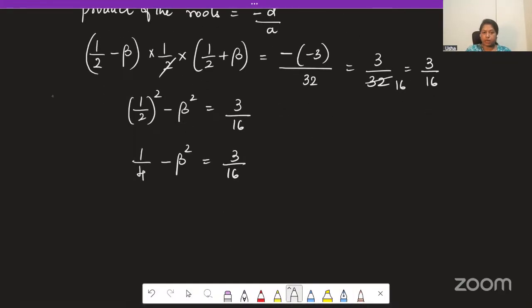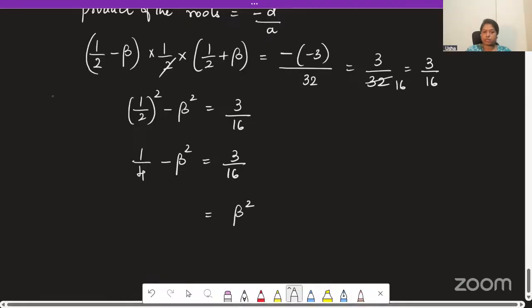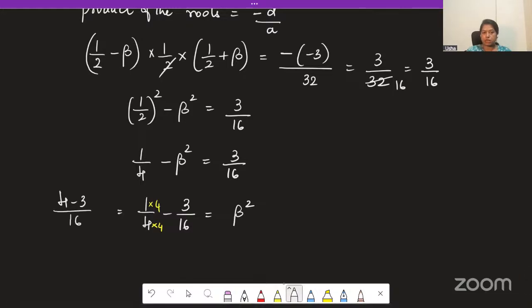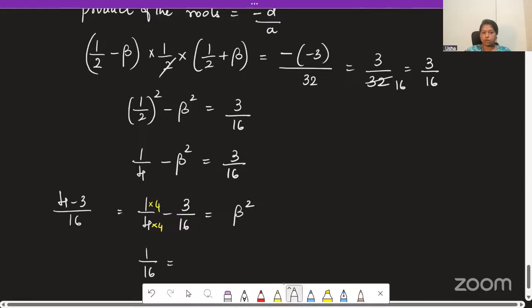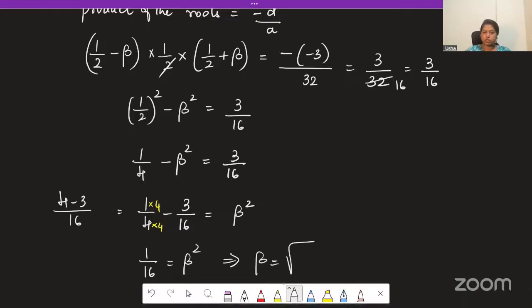Minus beta square, I'll bring it to the right hand side, it becomes plus. 3 by 16, I will take it to the left hand side, it becomes minus. Now, 16 is the LCM. We multiply 4 here to get 16. So this is 4 minus 3 by 16, which is 1 by 16. 1 by 16 is beta square. So what is beta? Square root of 1 by 16, which is plus or minus 1 by 4. Square root of 16 is 4.